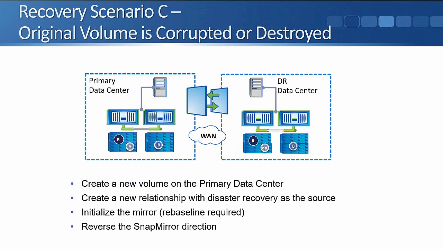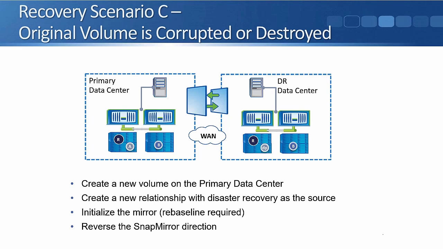Okay, last recovery scenario to cover is if the original volume is corrupted or destroyed. So say we had a disaster at the primary data center, like we had a fire there and we've actually lost all our hardware. Well, in that case, we're not going to be able to do a resynchronize because we've lost the disks, we've lost the snapshots. So we're going to have to reinitialize the baseline in this case.